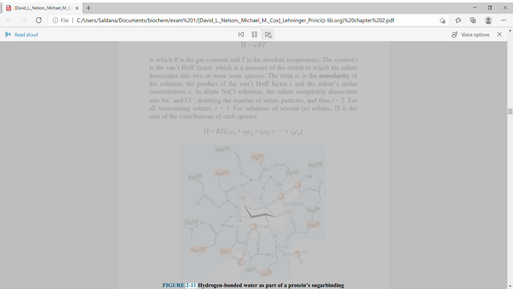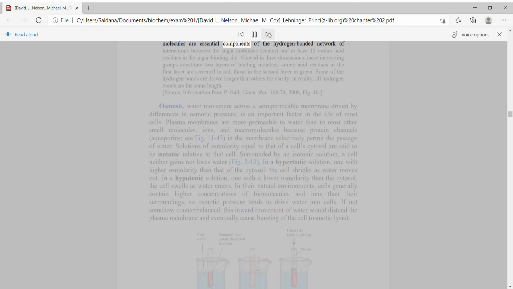Figure 2-12. Molecules are essential components of the cell. Osmosis, water movement across a semi-permeable membrane driven by differences in osmotic pressure, is an important factor in the life of most cells. Plasma membranes are more permeable to water than to most other small molecules, ions, and macromolecules because protein channels, aquaporins (see Fig. 11-43), in the membrane selectively permit the passage of water.